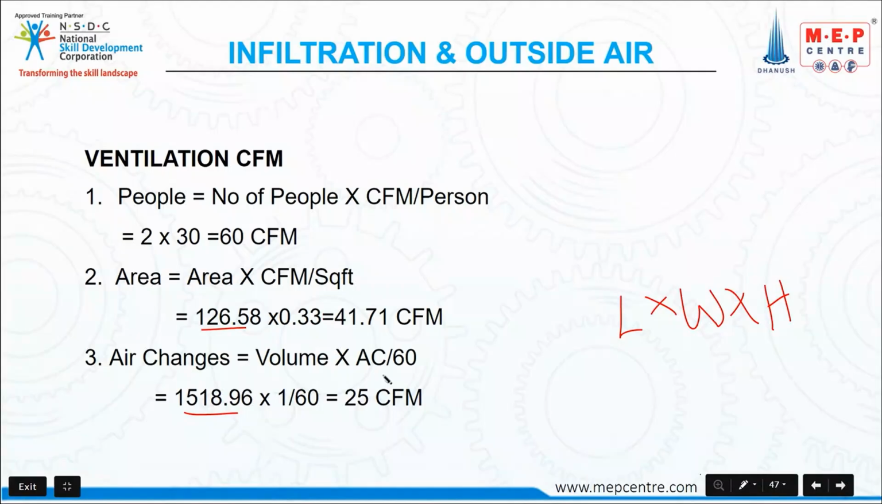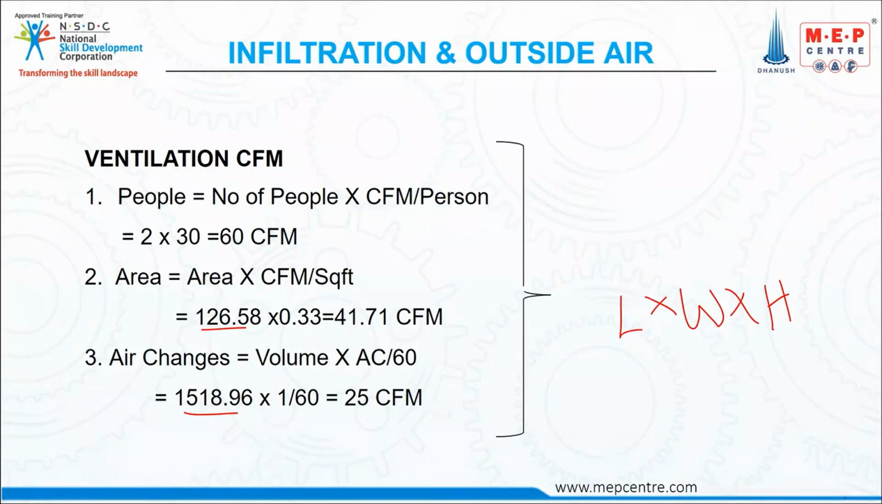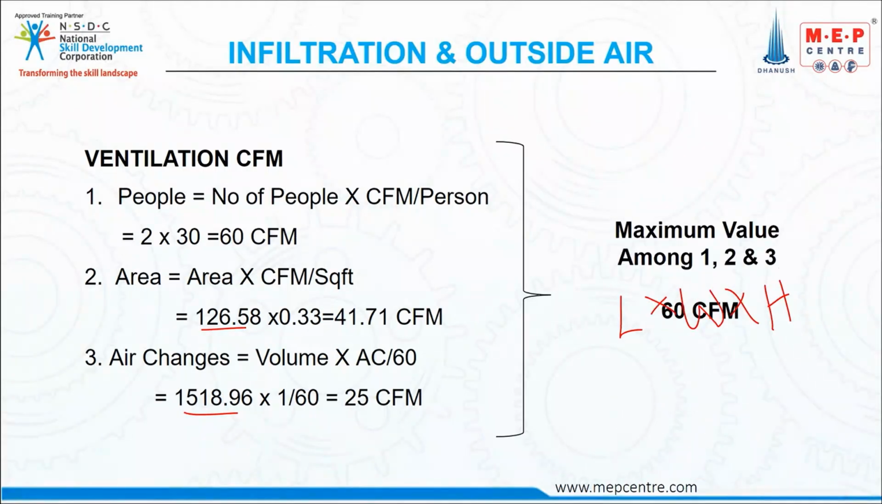And air changes. For residential application, how many air changes do we need? 1 air change per hour. If you convert into minutes, 1 divided by 60, which is 25 CFM. Therefore, among these 3 values, we have to find out the maximum value. Among these 3 values, 60 CFM is the maximum. We have taken 60 CFM.